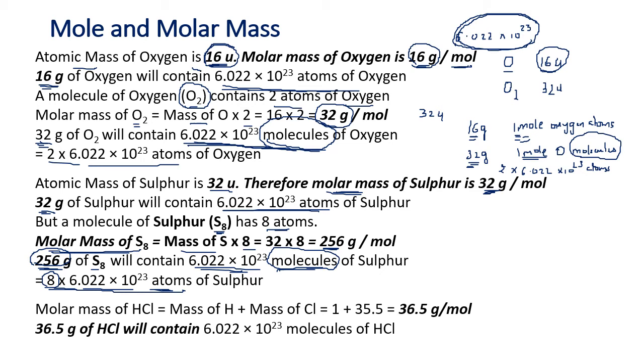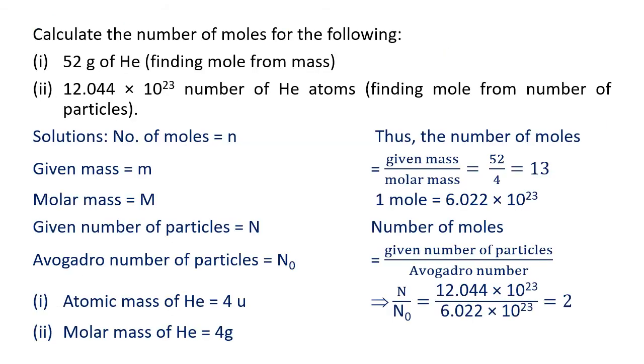Now look at the molar mass of HCl. It is mass of H plus mass of Cl. 1 plus 35.5, that is 36.5. So 36.5 gram of HCl. If you take the unit in grams, you will have 6.022 into 10 raised to 23 molecules of HCl. So this number is called 1 mole. Now we'll see a few numericals to understand in detail.